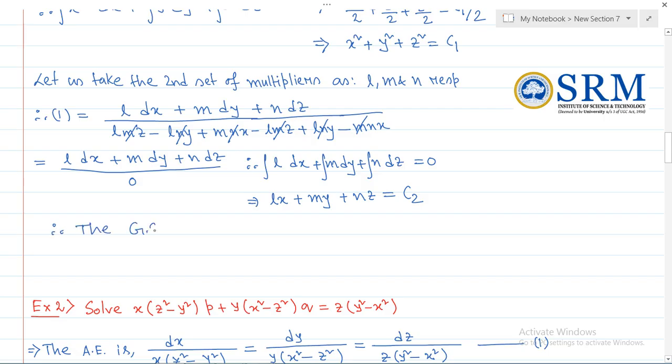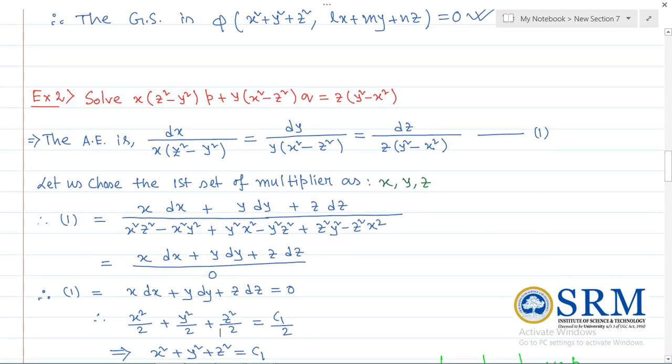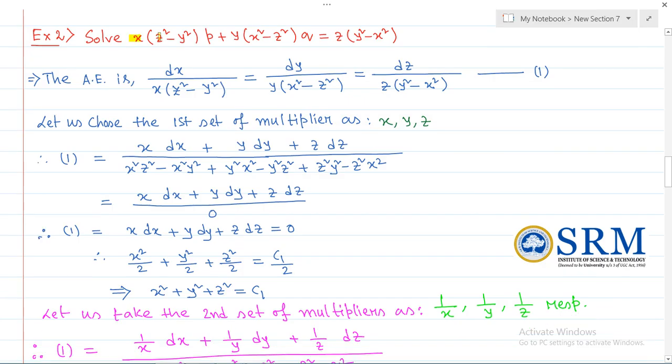The general solution is phi of x square plus y square plus z square, that is our first family of curves, and the second solution is lx plus my plus nz, equal to 0. So this is our general solution. So this is the solution technique. Okay, so let us try to understand all the rest of the problems by a similar method.